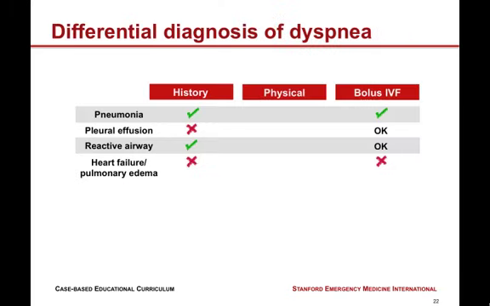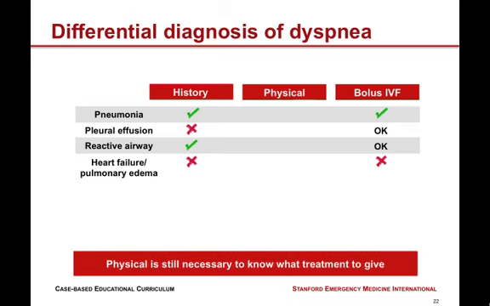The history is consistent with pneumonia and may be consistent with reactive airway, but is not consistent with pleural effusion and is not consistent with heart failure or pulmonary edema. A physical is still necessary to know what treatment to give the patient. However, in both cases that may be present in this patient, reactive airway and pneumonia, boluses of IV fluid will prove beneficial.